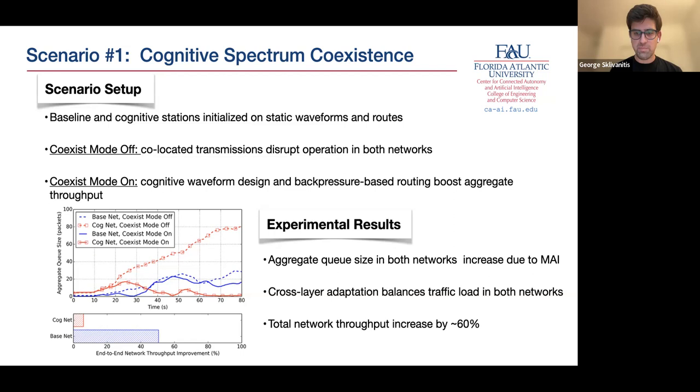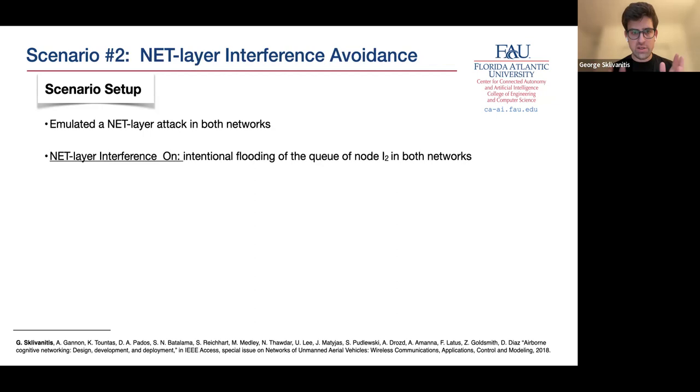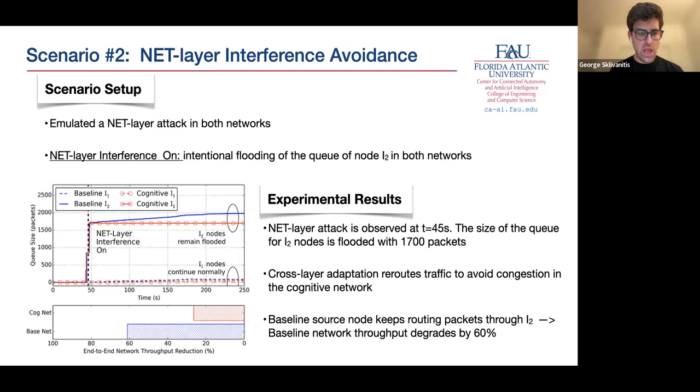The second scenario considers a network layer attack. What we did is that we intentionally flooded the queue of one of the intermediate nodes in the network. You can see that in that plot, where at time 45 seconds, we injected about 1700 packets in one of the queues of the intermediate nodes.